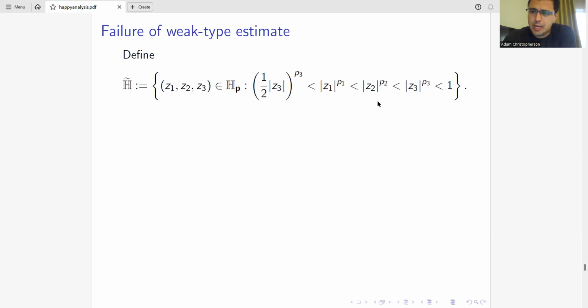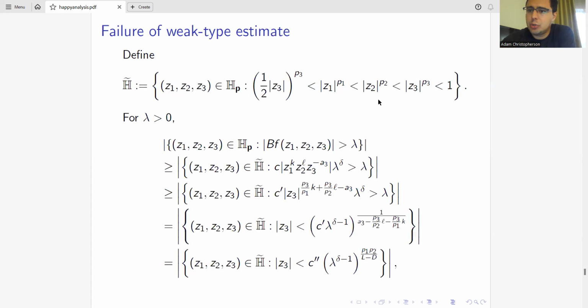So we're not going to do the weak type estimate on the entire HP Hartogs triangle. Let us just consider a subset of HP in which the middle two variables, so Z1 to the P1, Z2 to the P2, are comparable to the absolute value of Z3 to the P3. So let's define H tilde in this way. So if you can show that the weak type estimate fails on H tilde, then it would also fail on HP.